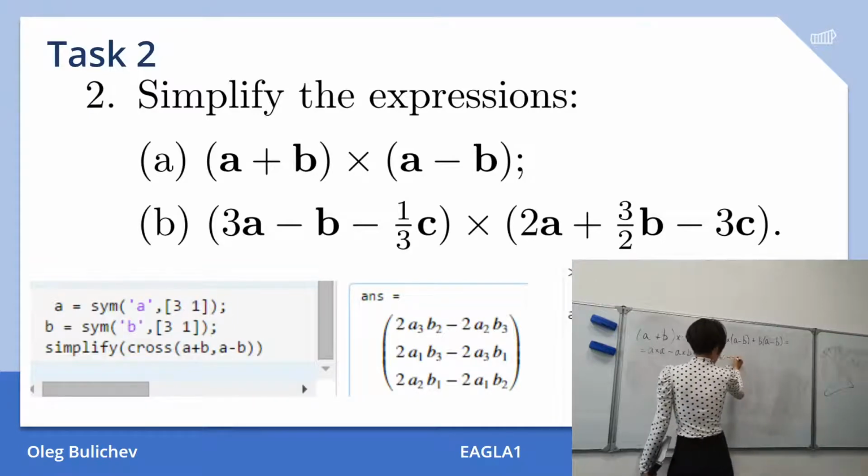Could you help me, please? Okay. I'm getting different results, and I don't know why it is.